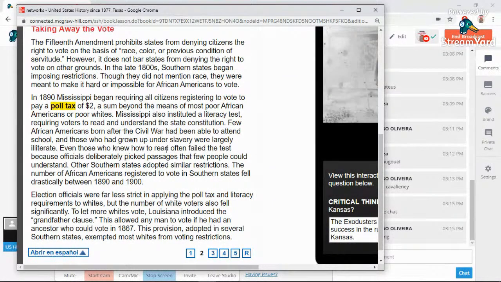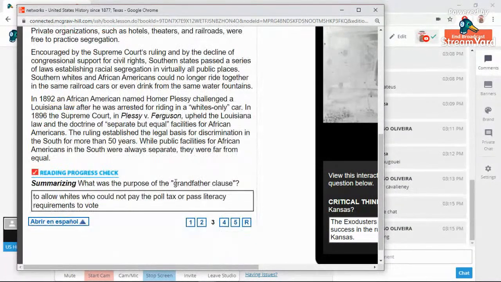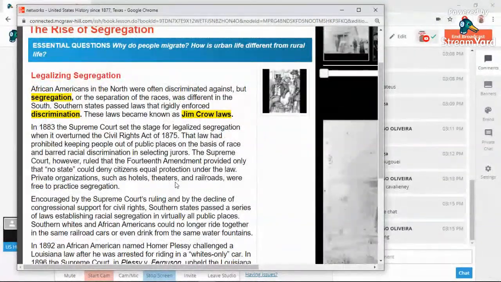And what else would they do? Basically, it was testing, testing, testing. Sometimes they would test how much they knew about the local constitution. And also, to let more whites vote, Louisiana introduced the grandfather clause. This allowed any man to vote if he had an ancestor who could vote in 1867. So, what does that mean? Black people were not allowed to vote before 1867, so they were not allowed to vote, okay?